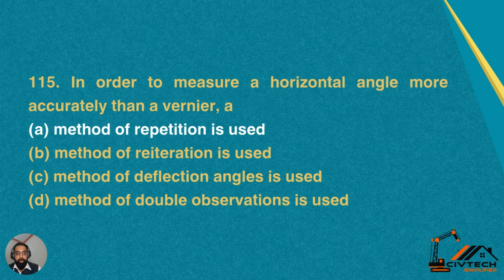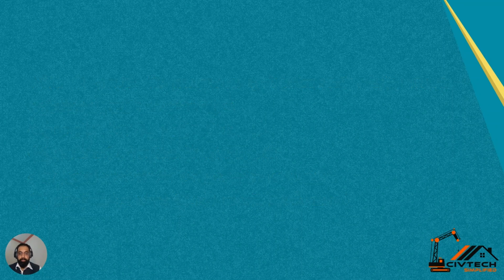115. In order to measure a horizontal angle more accurately than a vernier, option A, method of repetition is used. Option B, method of reiteration is used. Option C, method of deflection angle is used. Option D, method of double observation is used. In order to measure a horizontal angle more accurately than a vernier, the method used is the method of repetition. So A is the correct answer.